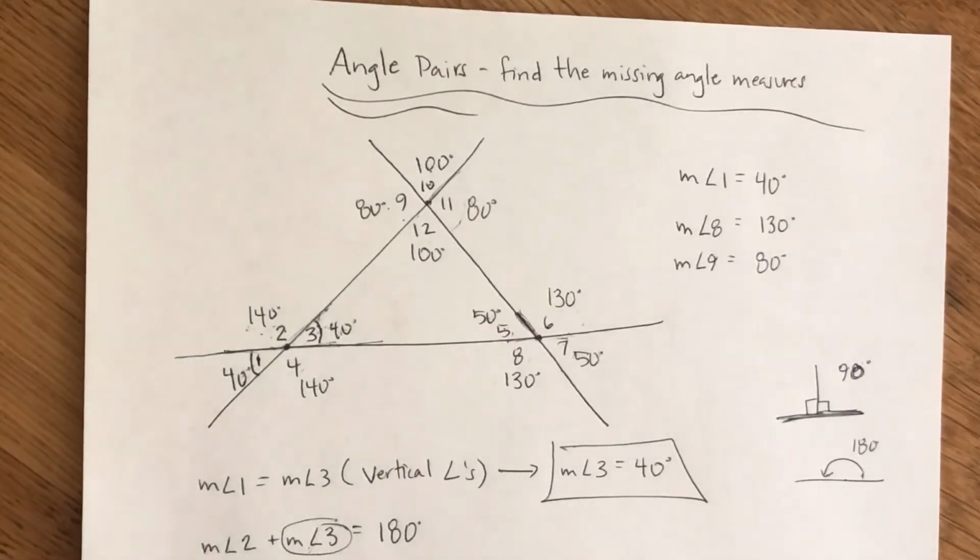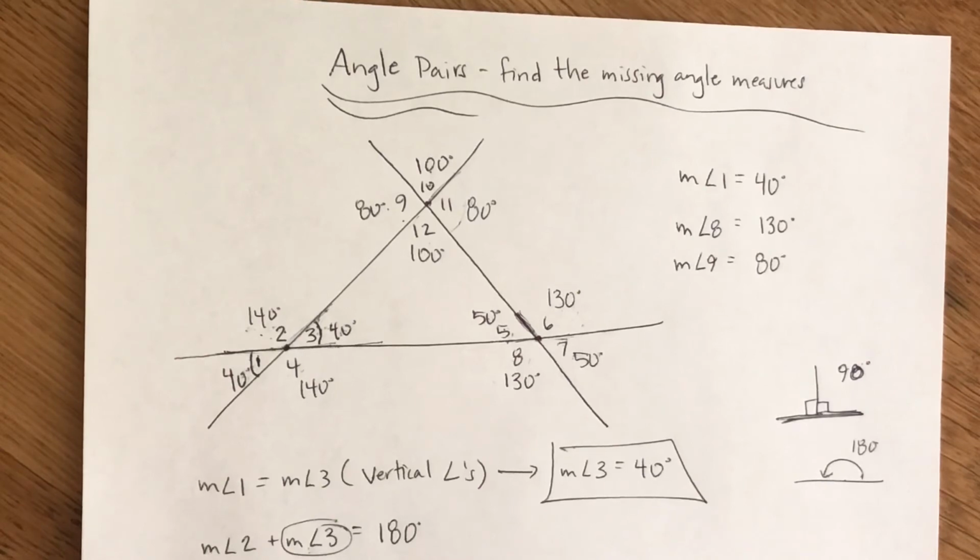So hopefully you see how just by applying your understanding of vertical angles and linear pairs, with vertical angles having the same measurements as each other, and linear pairs adding up to 180, being supplementary angles, that if you know some select individual angle measurements, you can figure out a bunch of others.